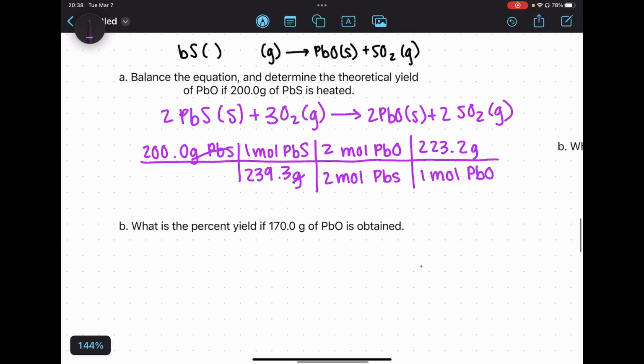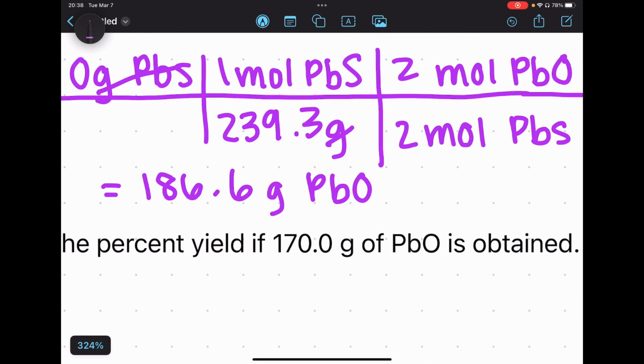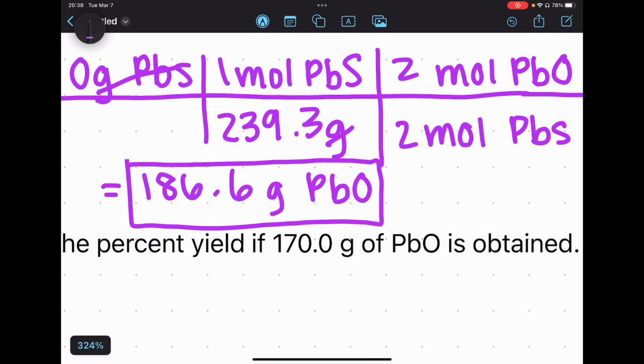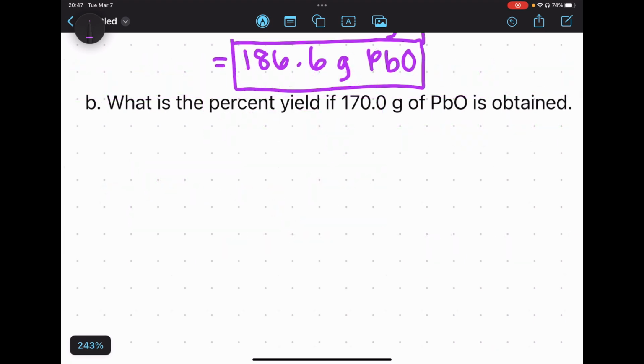So when I plug this into my calculator, I should get 186.6 grams of PbO. So this 186.6 grams should be my total theoretical yield for this reaction. So looking at part B, it asks, what is the percent yield if 170 grams of PbO is obtained?